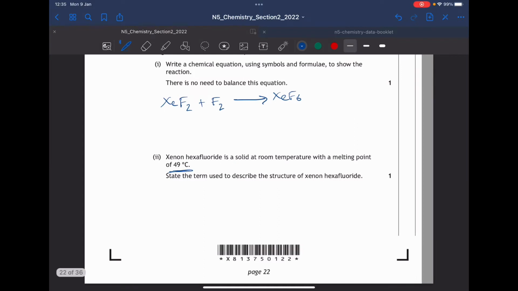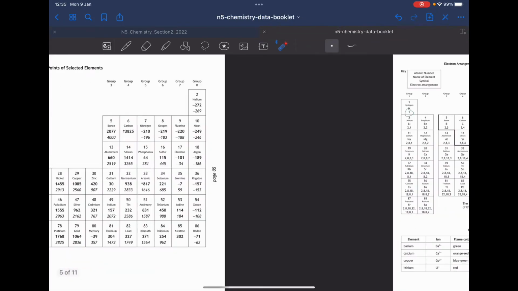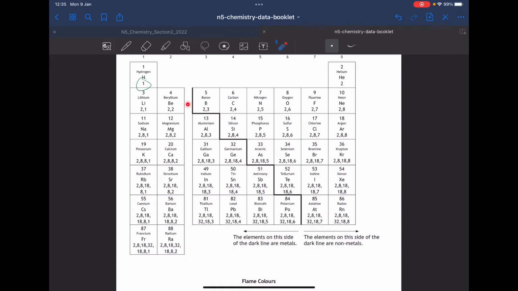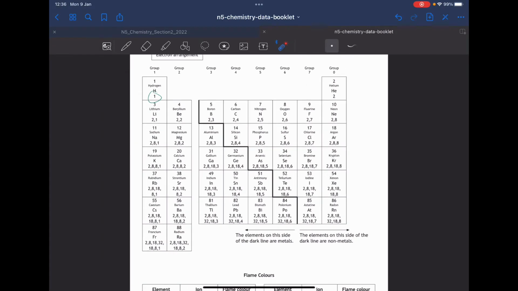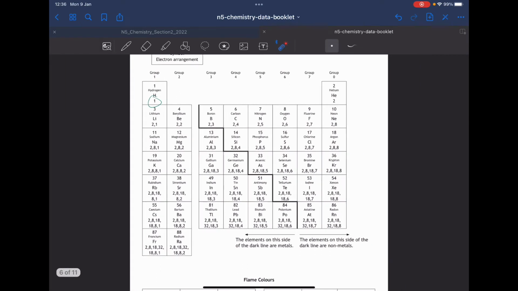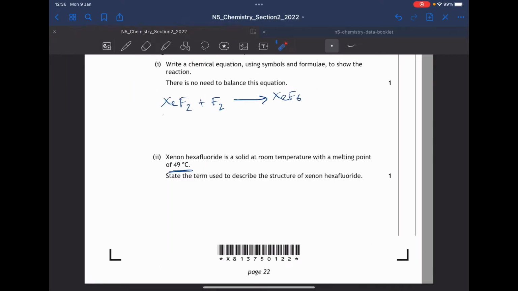So xenon is a non-metal. Fluorine is also a non-metal. If you're not sure, you can check on the data booklet. Remember, this black staircase separates the metals and non-metals. So xenon's on this side, the side that's non-metals. Fluorine is also on the right-hand side of the staircase, meaning it's also a non-metal. So if you have two non-metals, it's going to be a covalent substance, and if it's a covalent substance with a low melting point, then it would be a covalent molecule. So the structure would be covalent molecular.